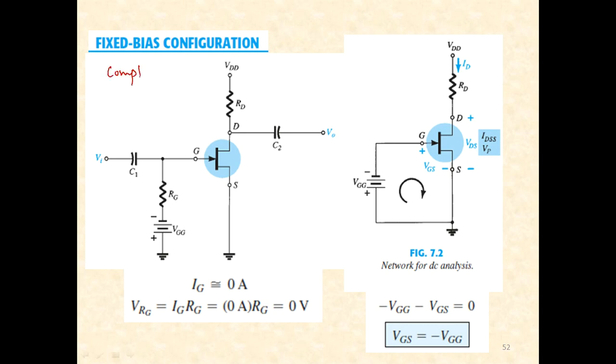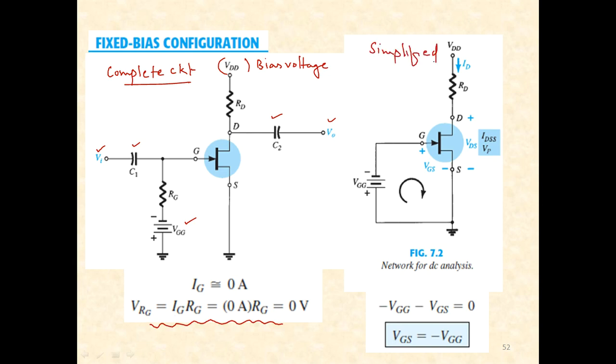Just look at it. This is the complete circuit, which has C1, C2 as the coupling capacitors, Vi is the input, V0 is the output, VDD is the bias voltage, and VGG is the supply nearer to the gate. These are the expressions that we already looked at, and that's the simplified structure.